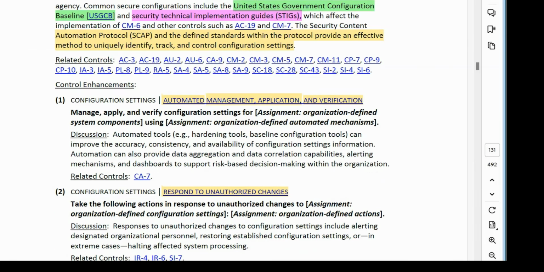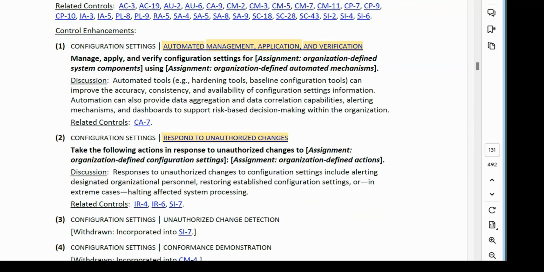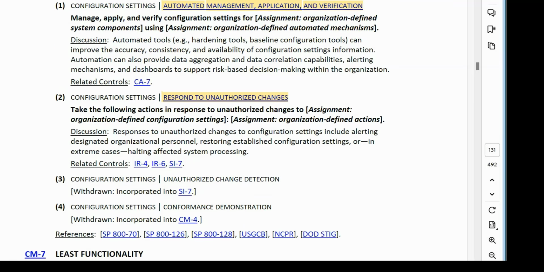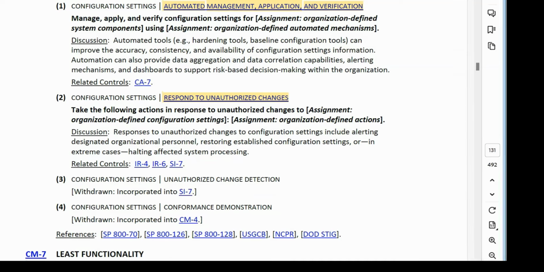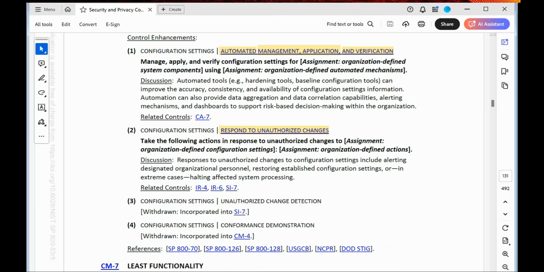This CM-6 control has 4 control enhancements, but 2 have been withdrawn and incorporated into other controls. Enhancement number 1, configuration settings, automated management, applications, and verification. And the second enhancement here is response to unauthorized changes. The unauthorized change detection has been withdrawn and incorporated into the SI-7, and configuration settings, conformance demonstration, also withdrawn and incorporated into the CM-4.